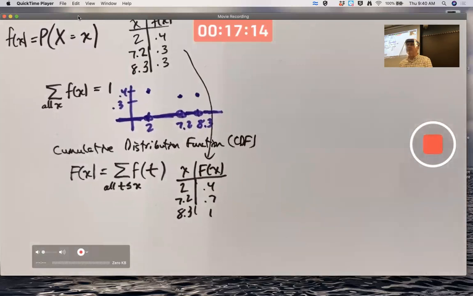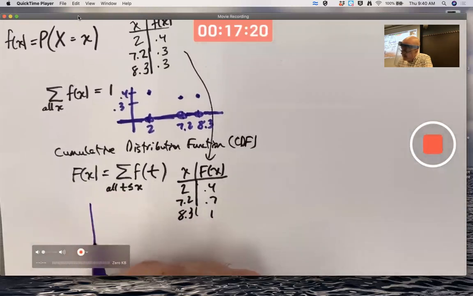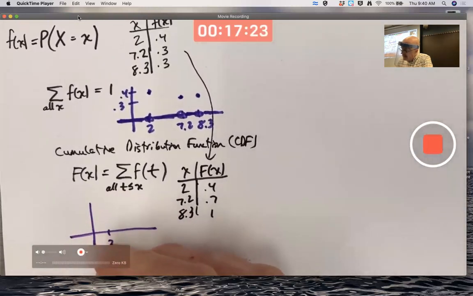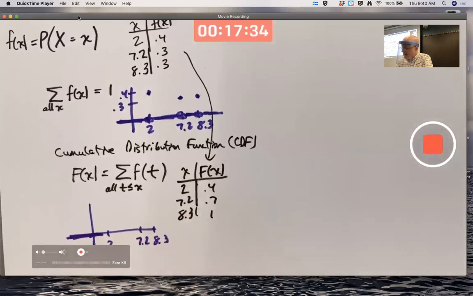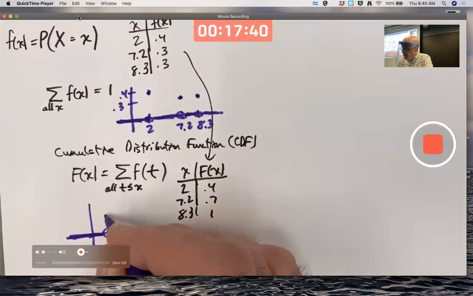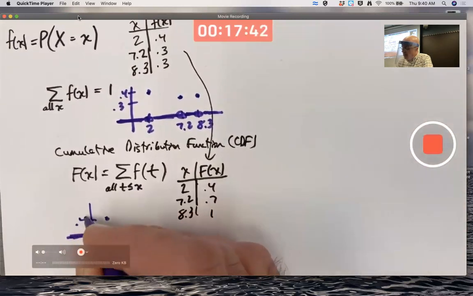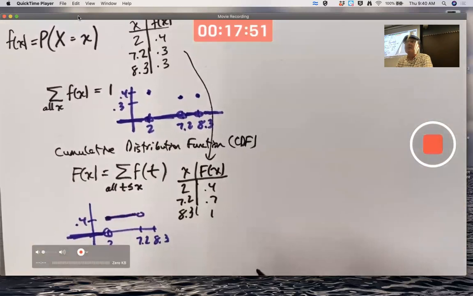But technically speaking, it's defined for all real x. It's going to have jump discontinuities at 2, 7.2, and 8.3 here. It's going to be 0 until x equals 2, when it jumps up to the value of little f at 2, which is 0.4. And then from 2 to 7.2, not including 7.2, it's going to stay at the value of 0.4. It's going to be a step function, it's called.